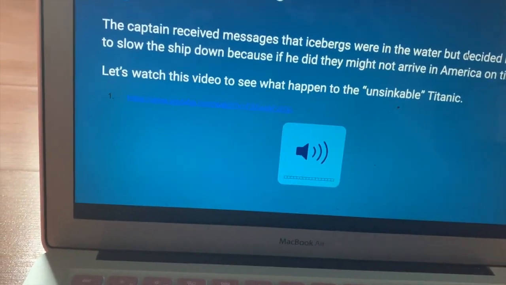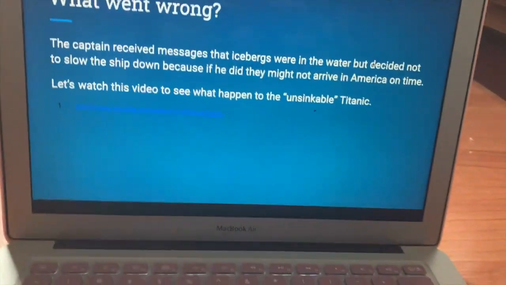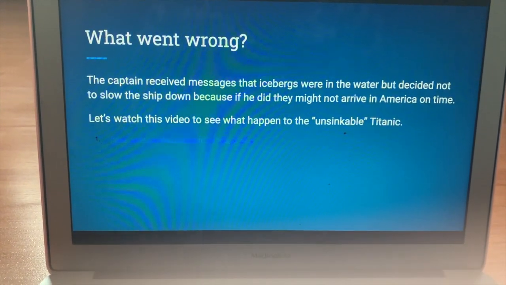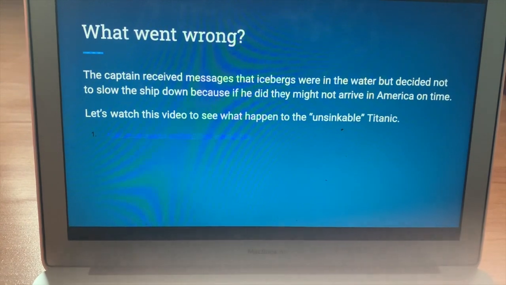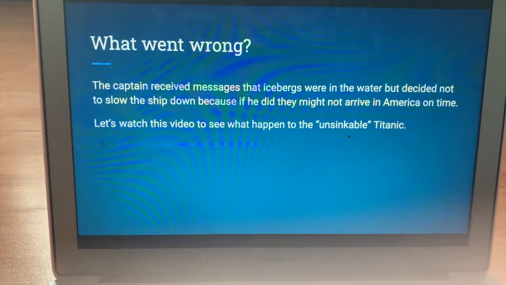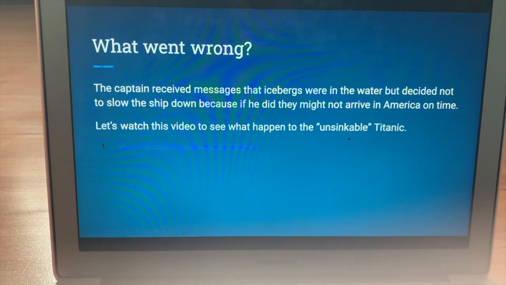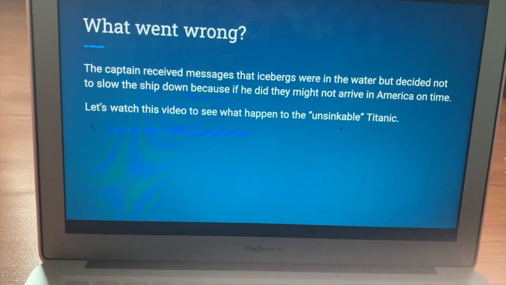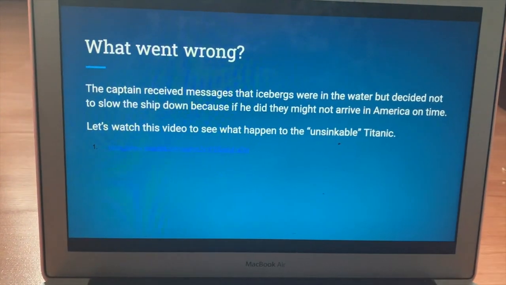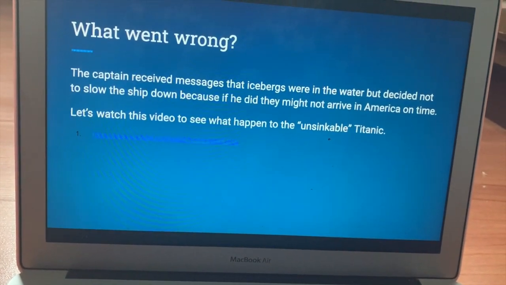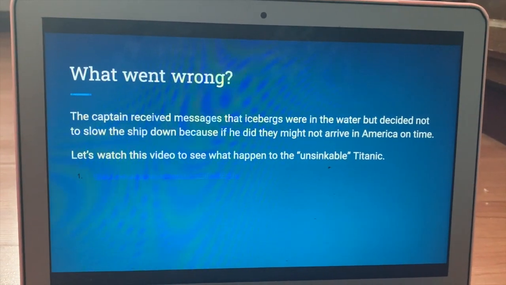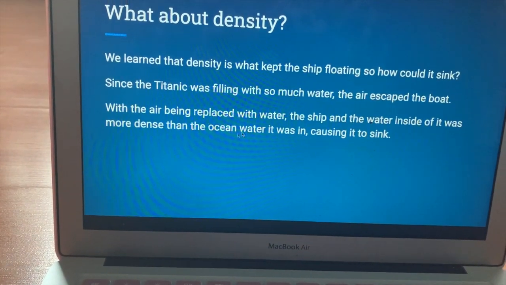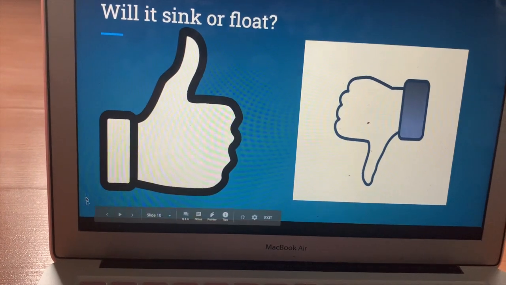Okay, so you're probably wondering, what went wrong to the Titanic? I know a lot of you know the Titanic sunk. So the captain received messages that icebergs were in the water, but he decided he didn't want to slow the ship down because they might not make it to New York in America on time if he did. And he thought the ship was unsinkable, so there wasn't really a point. But unfortunately, before they could steer the ship out of the way, they hit the iceberg, and we're going to see what happened with that.